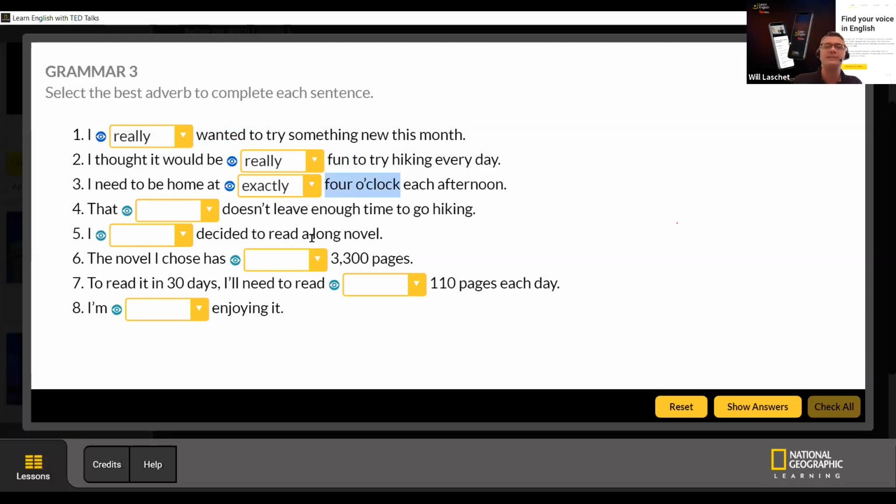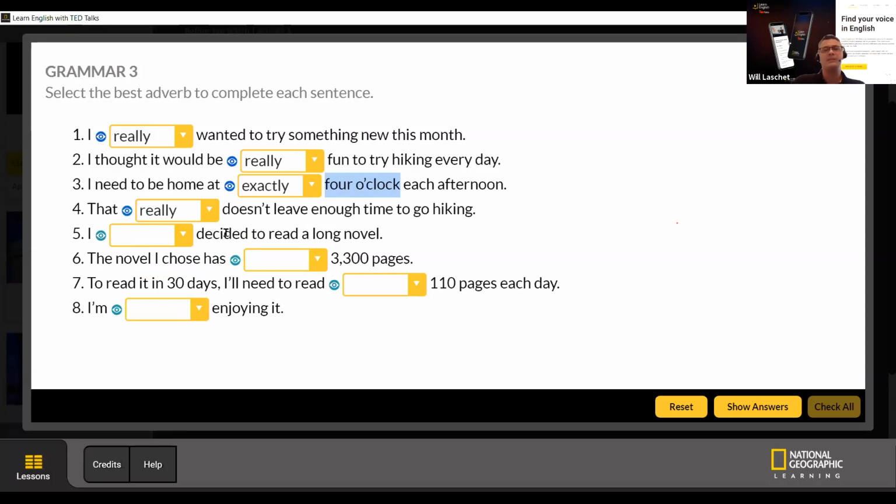And the difference between saying I need to be home at 4 o'clock, and I need to be home at exactly 4 o'clock, is it's drawing people's attention to the 4 o'clock. When we hear that word exactly, we focus very closely on what comes next. There is precision. That's right, Ali. Okay, let's do a couple more. Number 4, that doesn't leave enough time to go hiking. So we've got really or exactly. What do we think is the right answer here? We've got really. That really doesn't leave enough time to go hiking.